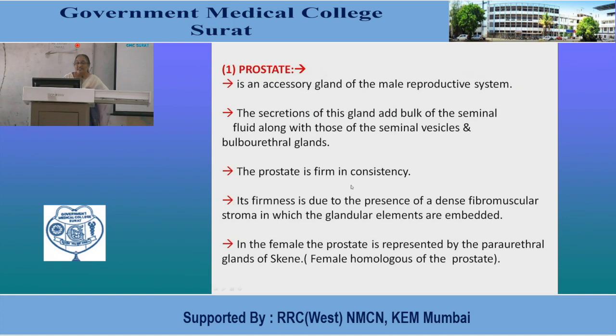The prostate is firm in consistency, and the firmness is due to the presence of dense fibromuscular stroma. Histologically, as we have done in the histology classroom slides, the prostate is a fibromuscular organ, with glandular elements embedded in the fibromuscular stroma. In the female, the prostate is represented by the paraurethral glands of Skene, the female homologue of the prostate.